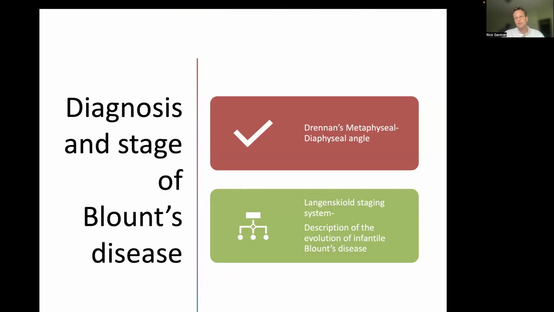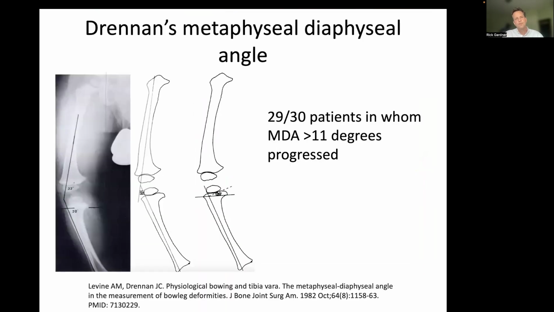So regarding the radiological classifications, there's the Drennan metaphyseal-diaphyseal angle, and then the standard classification is the Langenskiöld classification, but it's really more of a staging system rather than a classification. It's a description of the evolution of infantile Blount's disease. For the first, Drennan's metaphyseal-diaphyseal angle, in Drennan's paper he reported on 30 patients, of whom 29 of those 30 with a metaphyseal-diaphyseal angle greater than 11 degrees progressed. Their genu varum got worse.